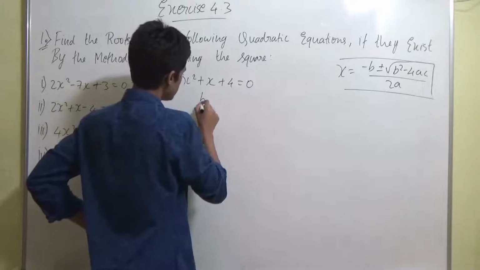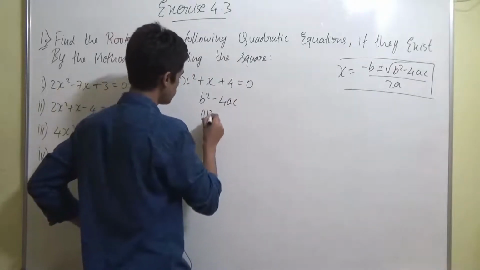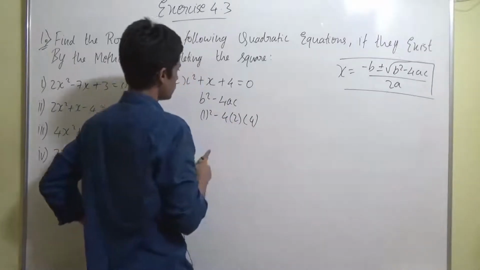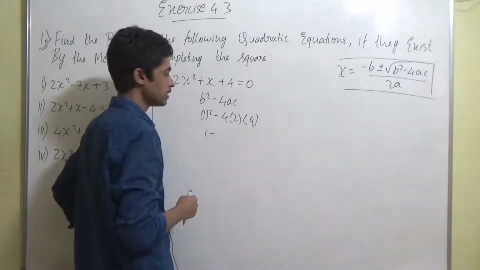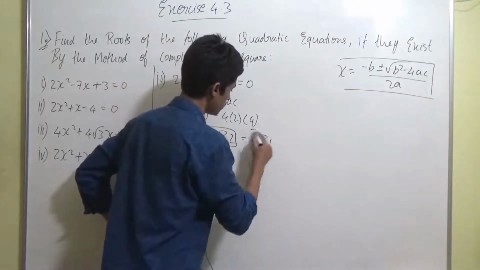b square minus 4ac. If you see this, it becomes 1 square minus 4 into a into c. c is 4. So this becomes 1 minus 4 into 2 is 8, 8 into 4 is 32. This becomes minus 31.